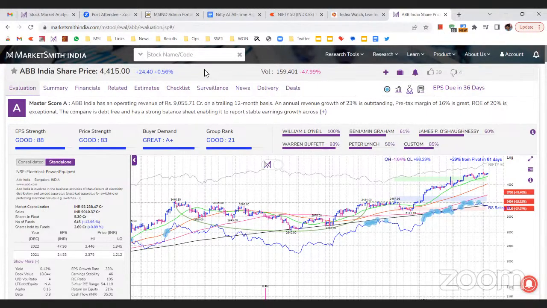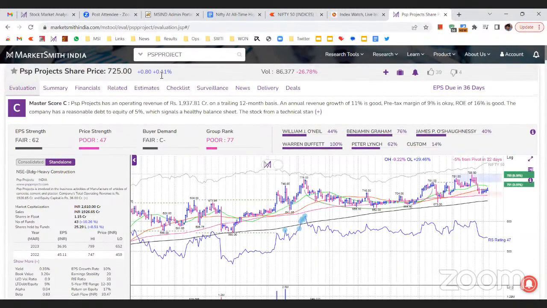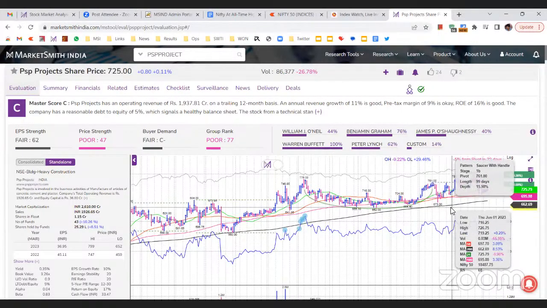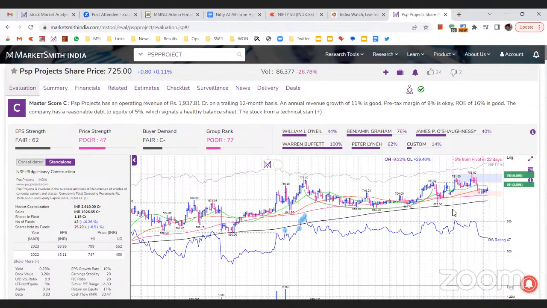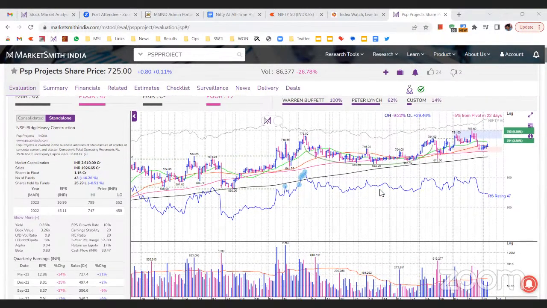Next, we can look at PSP Projects. So the stock is forming a cup with handle base, but as you can see about the ratings first, the ratings for the stock have not been good. Your buyer demand hasn't been good. Your price strength is poor.